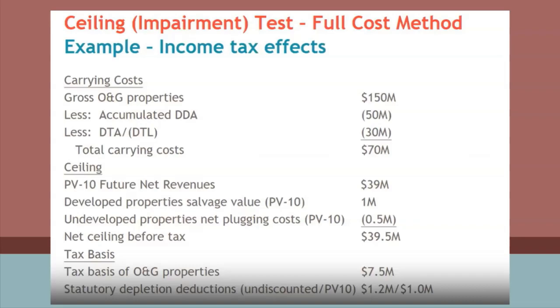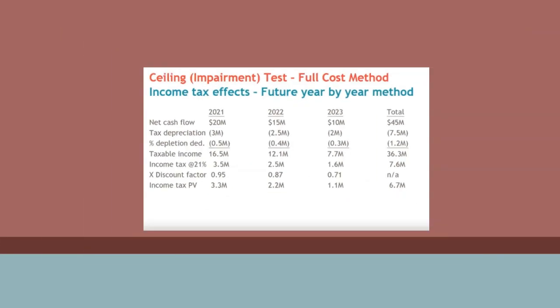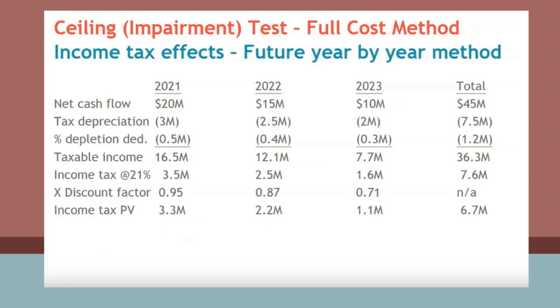Okay, I wanted to slow down the seminar here to go through the example a bit more thoroughly. What is important to gather from this slide is that the carrying cost of our cost pool is $70 million. Additionally, they have calculated the ceiling before tax to be $39.5 million, and other relevant data is that oil and gas properties have a tax basis of $7.5 million, and there was a PV10 depletion of $1 million. This slide demonstrates a year-by-year method, but is not overly important to our analysis.